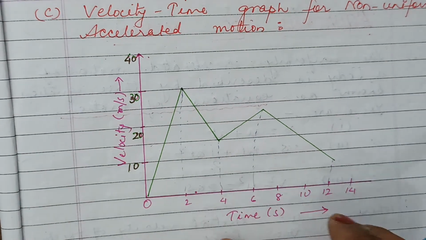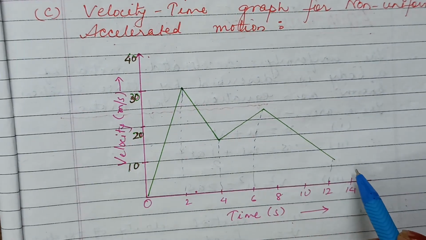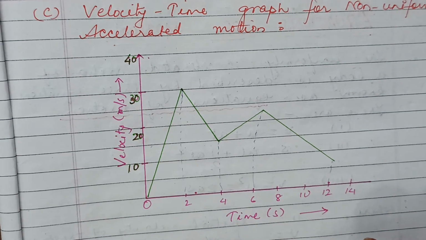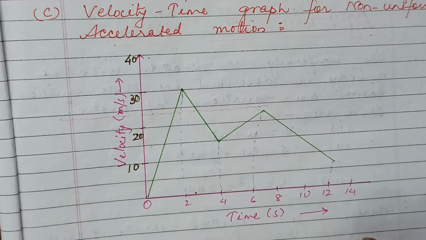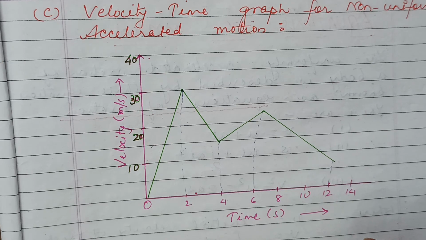Now in this case what you are getting is a velocity time graph for a non-uniform motion. It is in the form of zigzag form, so it is a velocity time graph for non-uniform accelerated motion. So children, you have to draw these graphs in your physics copy and understand this thoroughly.